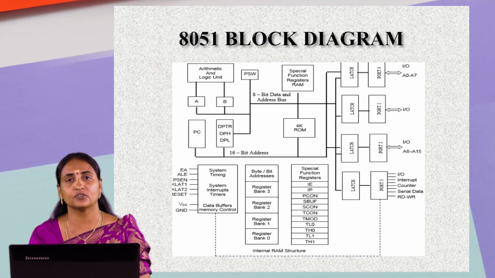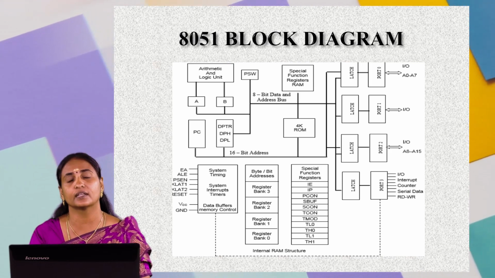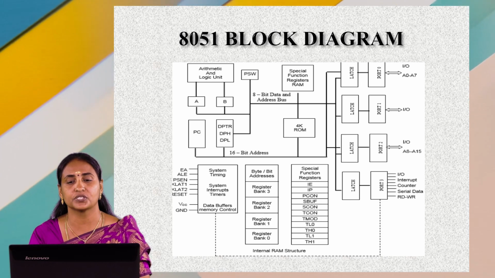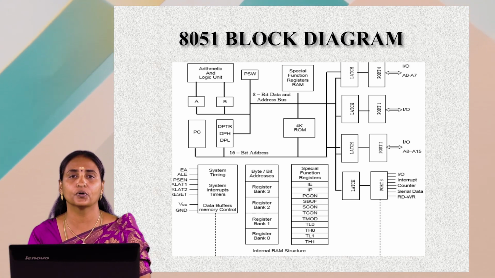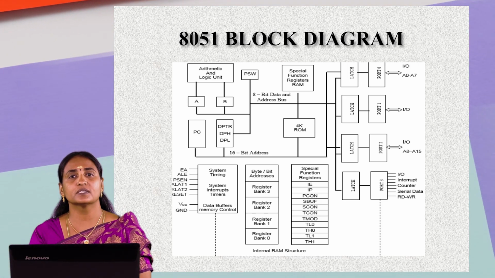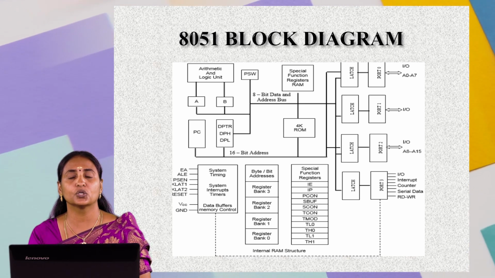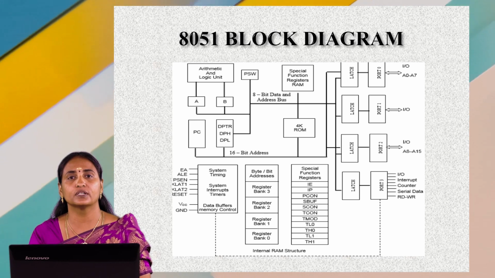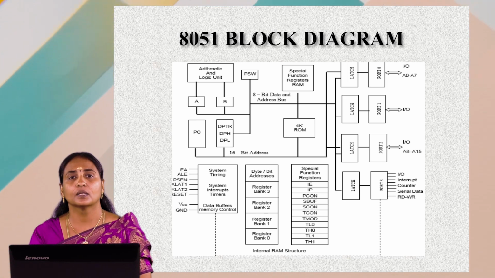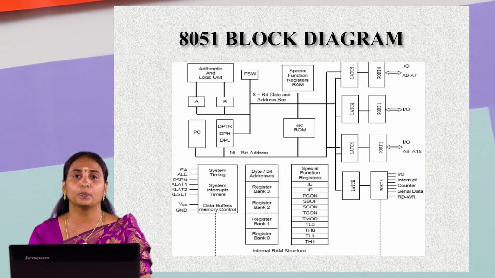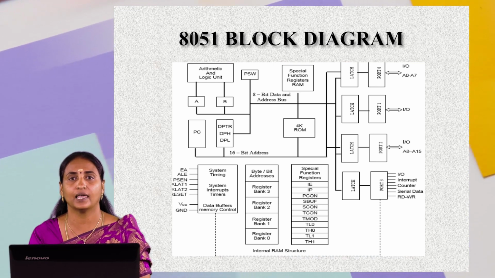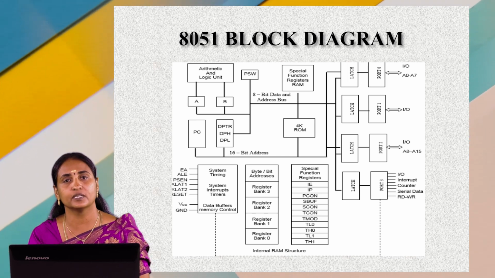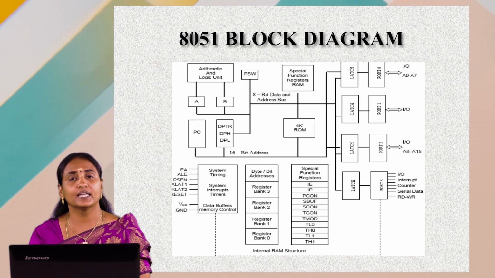B register is a special function, general purpose register that is only used for the purpose of multiplication and division. PSW, program status word. It represents the status of the program and it includes different flags. And the program counter is a 16-bit register. The program counter has two parts, that is PCH and PCL. PCH means program counter high, PCL means program counter low.